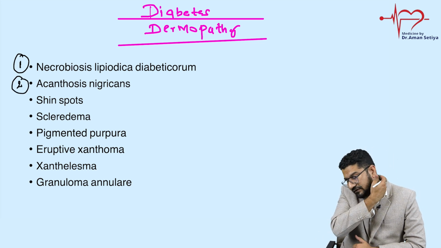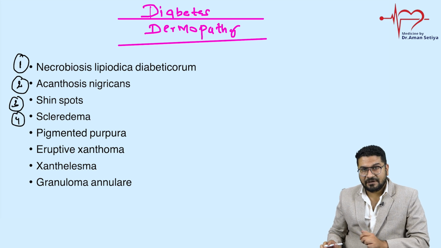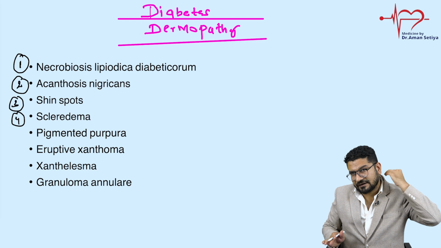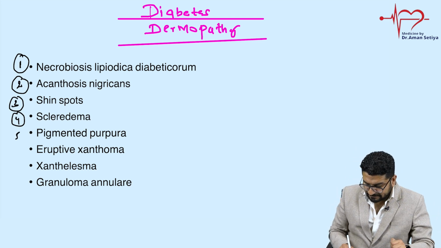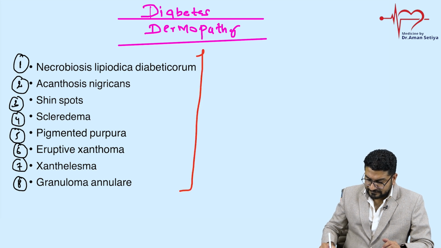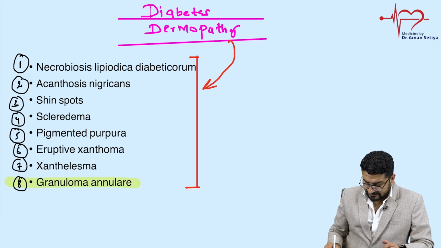Acanthosis nigricans, there is a blackening of the skin in the neck. In the neck area, you can see blackening. There can be spots in the tibial area. We call them shin spots. Then there can be edema. Pay attention. I have not written scleroderma. It is scleredema. So there can be edema in the upper back and neck. That's called scleredema. There can be pigmented purpura, eruptive xanthoma. There can be xanthelasma because of dyslipidemia in diabetes patient. And they can develop a rash that is called granuloma annulare. So these are the things which we see in diabetes skin manifestation. We call them diabetic dermopathy. So important, which you have to remember for exam is granuloma annulare, acanthosis nigricans.